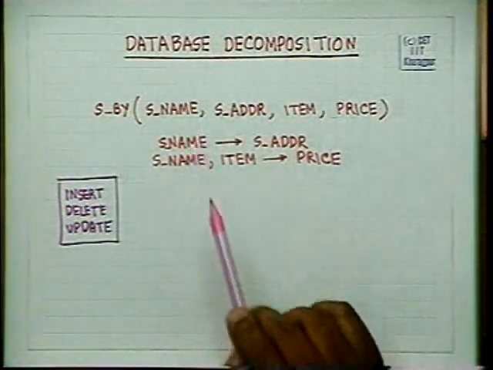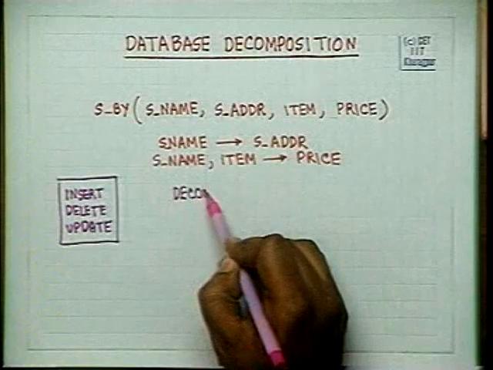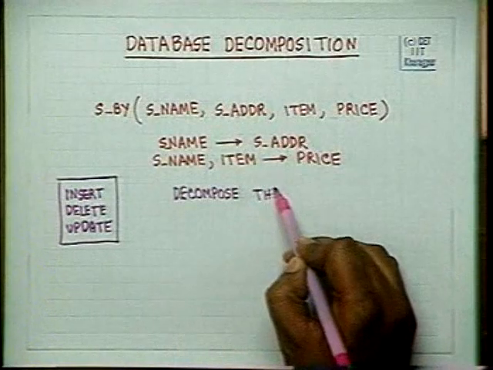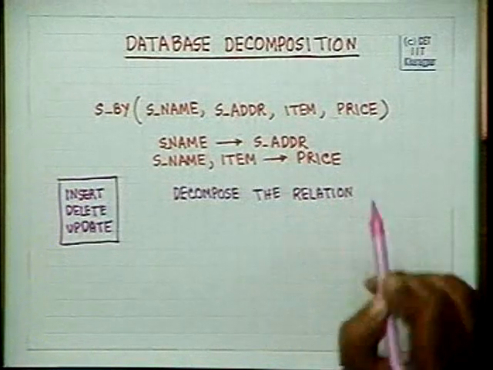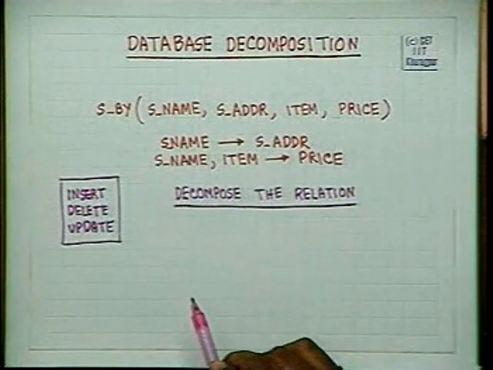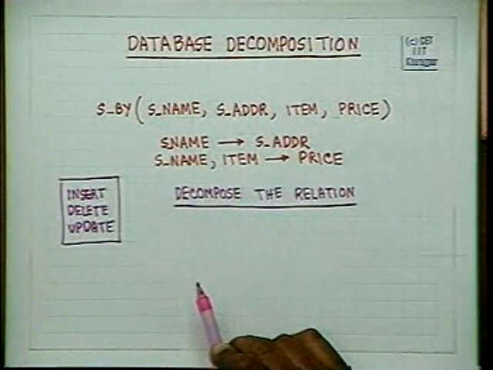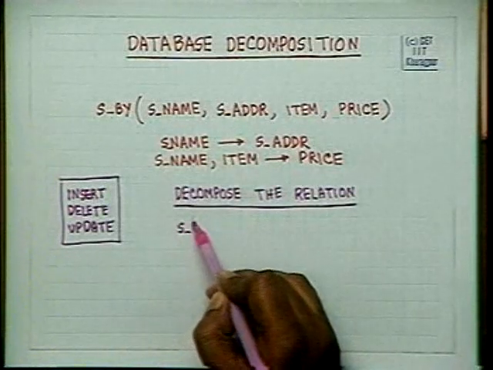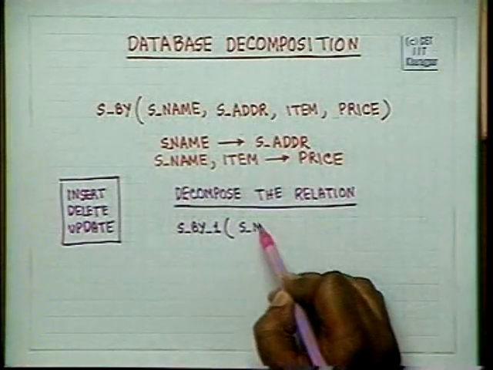In order to solve this problem, we found that we will have to decompose the relation. In decomposing a relation, we found that there are several problems in arbitrary decomposition. In this particular case, we noted that we can do it well. We can solve the redundancy problem by breaking it up into two relation schemes.